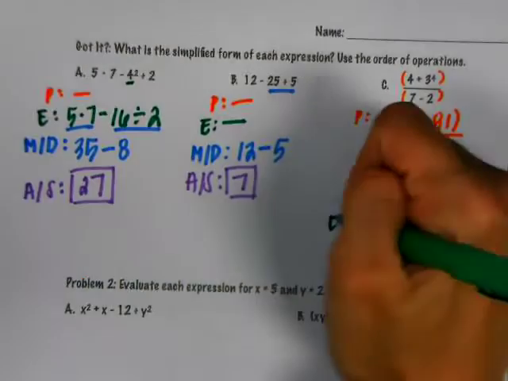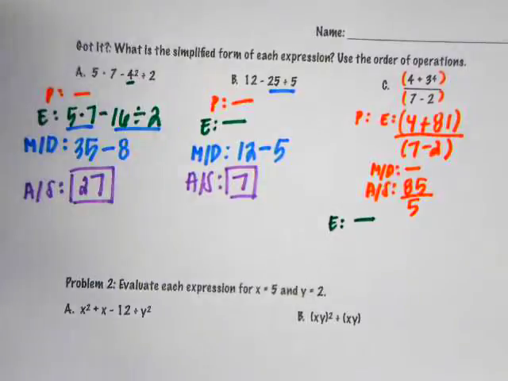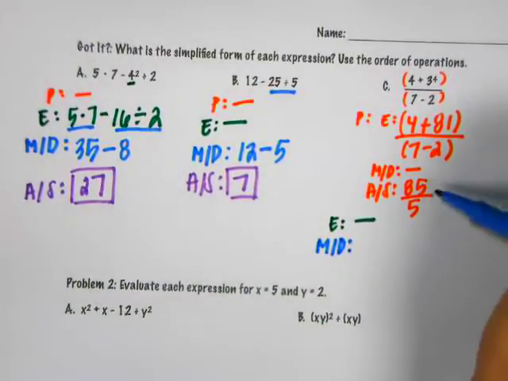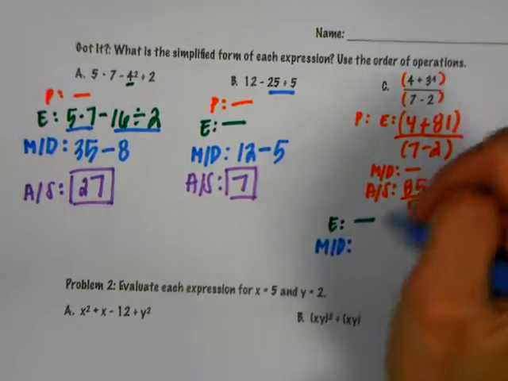Then from there, you would do any exponents, which we don't have. Multiplication and division, we do have. 85 divided by 5 is what? 17.